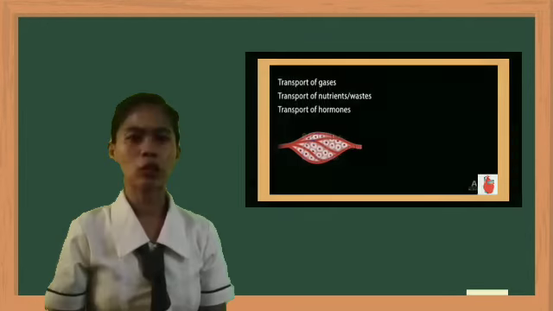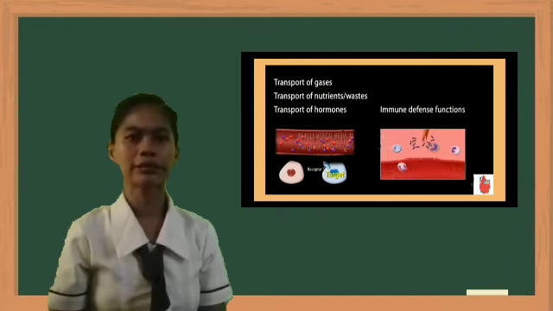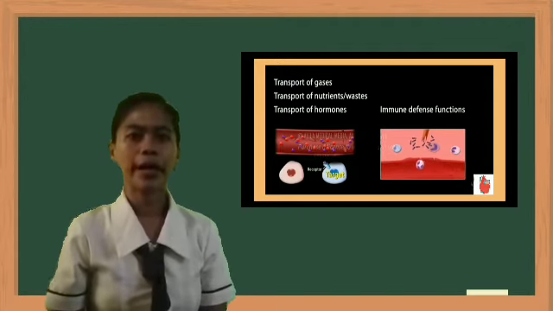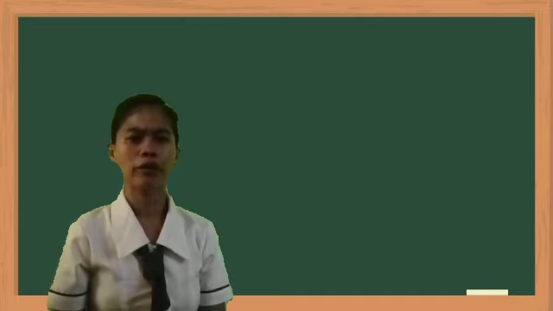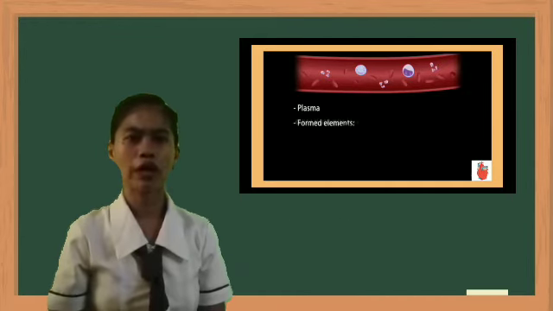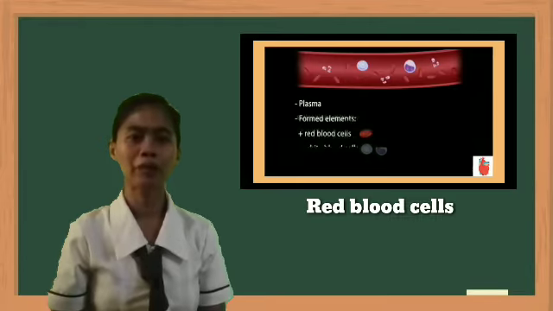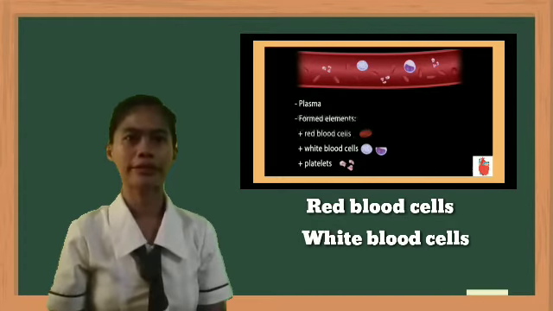The blood carries hormones from the endocrine glands to the target organs, and plays an important role in the body's immune defense. The blood has two main components: a clear extracellular fluid called plasma, and cell elements, which include red blood cells, white blood cells, and platelets.